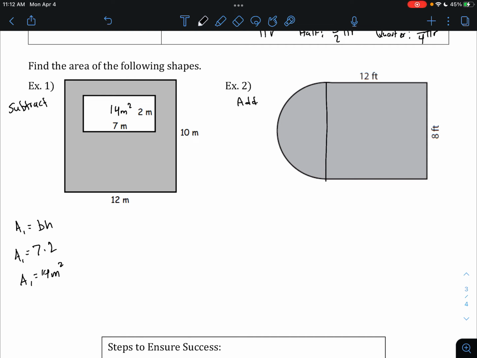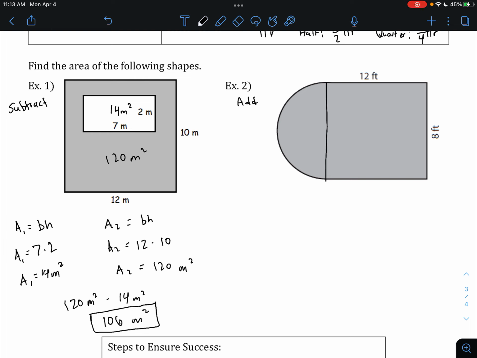So this is 14 meters squared is the inner rectangle. Now we do the same thing. We find our outer rectangle, and we know that the area of the second shape equals base times height again, because it is still a rectangle. That tells us the area of the second shape equals 12 times 10, which gives us 120 meters squared. All I have to do from here is take 120 meters squared and subtract 14 meters squared, and we get 106 meters squared. And that's our final answer.